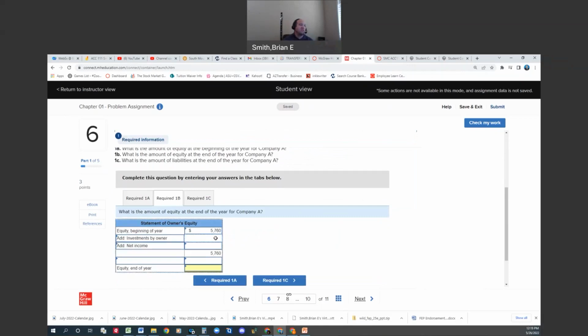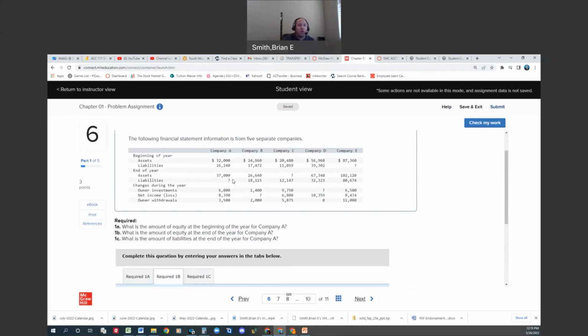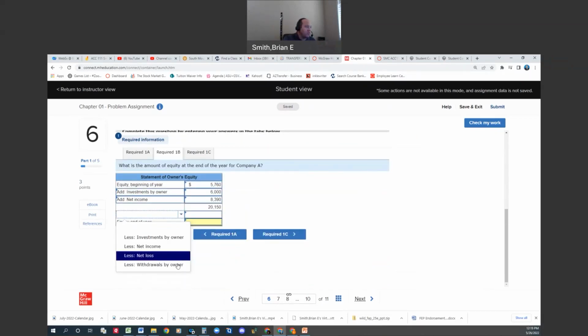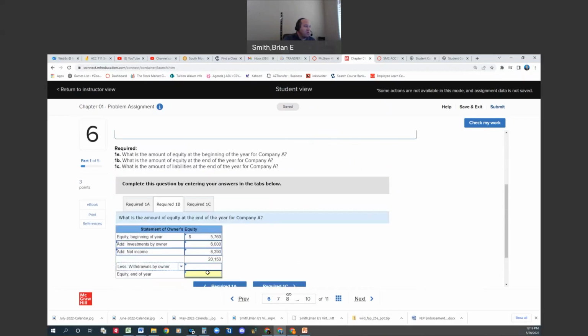Let's put 6,000 here. Some people don't like having to go through tabs and scrolling up and down. You can do a print screen here, put it into another application, and then that way you don't have to keep scrolling up and down if you don't want to. Then we have 8,390 is our net income, 8,390. Okay, so we have a total amount of 20,151. But here we're going to put subtraction of our owner's withdrawals, 3,500.